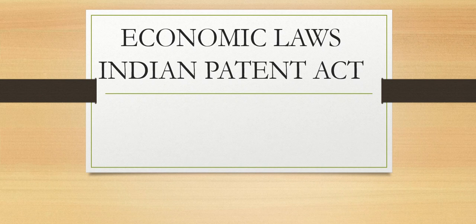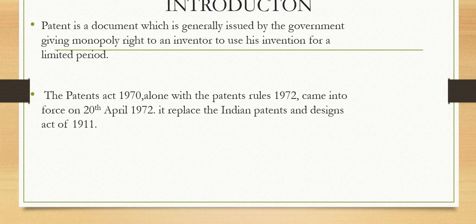In this video, we're going to look into the Economic Laws Indian Patent Act. So, what is a patent? A patent is basically a document which is generally issued by the government giving monopoly right to an inventor to use his invention for a limited period.